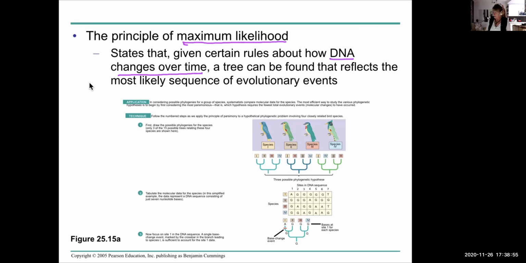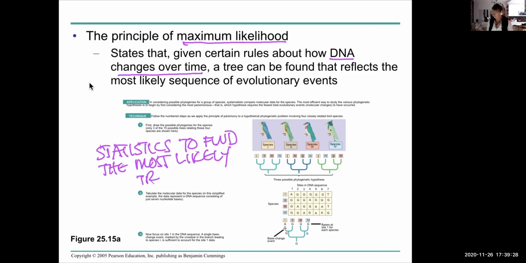So how do you apply that? I know this looks like a complicated thing. It is complicated, but maximum likelihood means that you get all of your phylogenetic trees that are possible and choose the one that's the most statistically likely to occur. So in this case, we're using statistics to find the most likely tree.